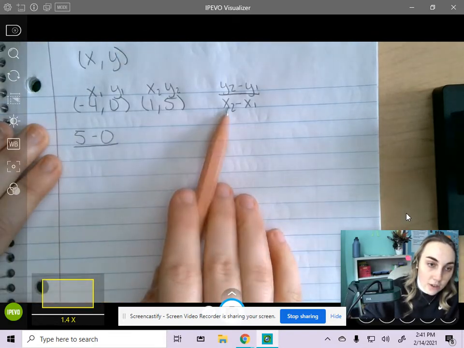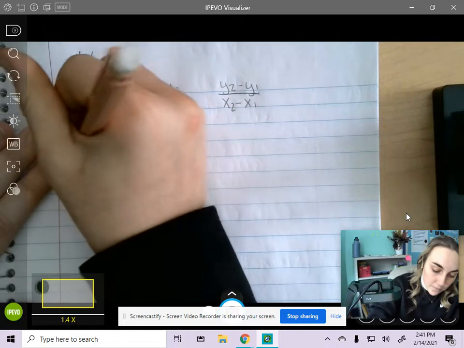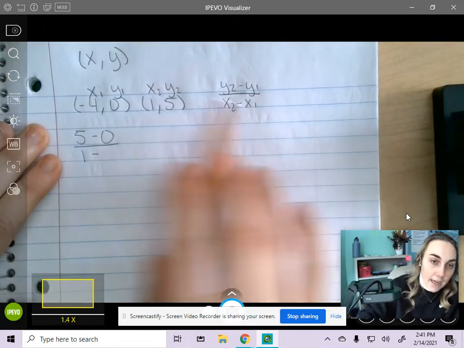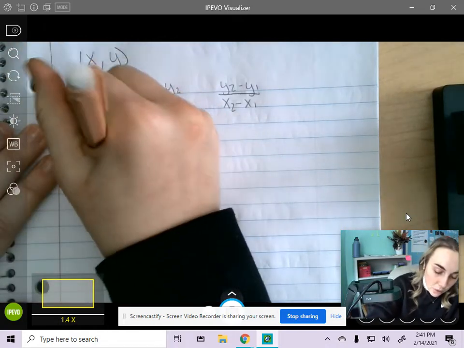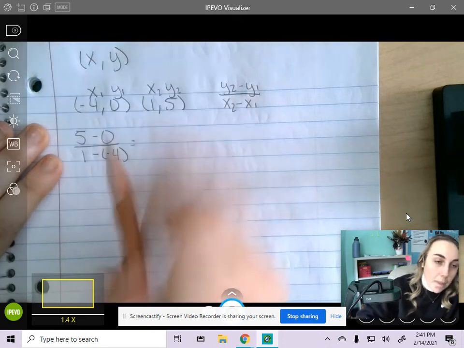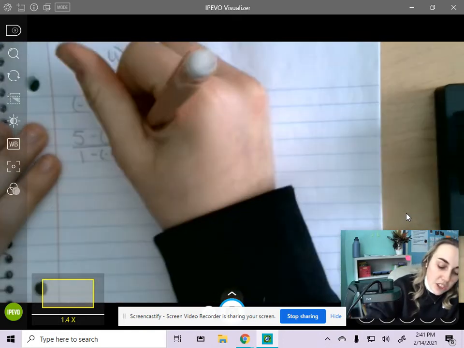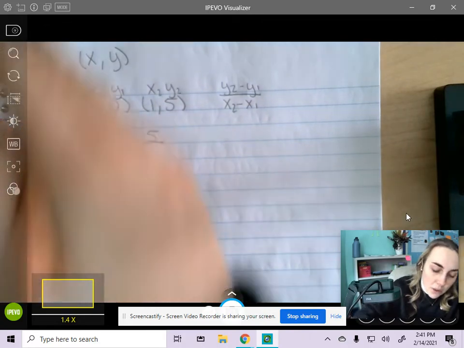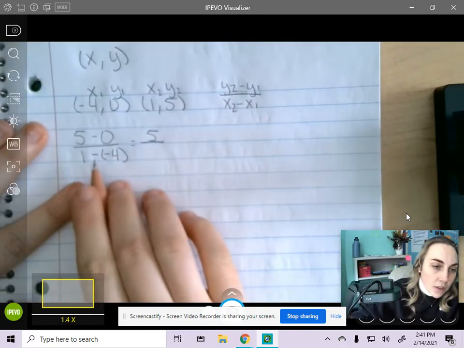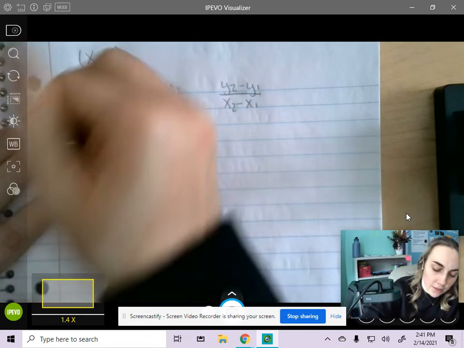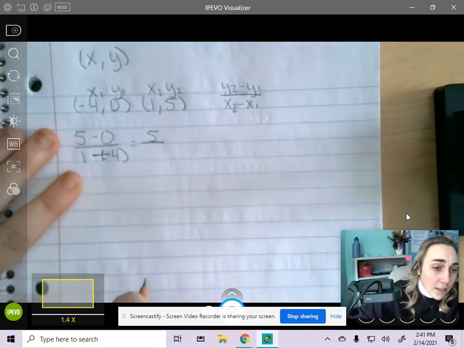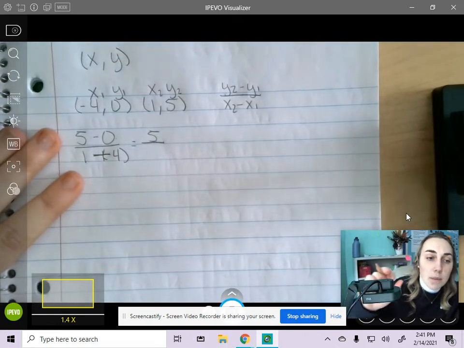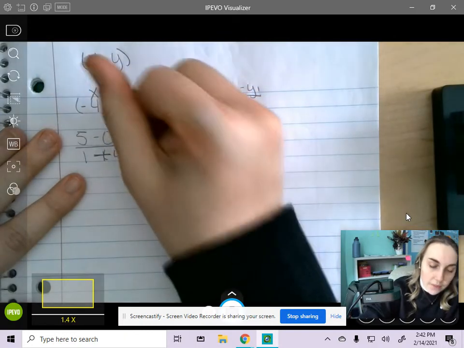Then I need x2, which is 1. And I'm going to subtract that by x1, which is -4. All right, 5 minus 0, it's just 5. 1 minus -4, guys, when you're minus a negative number, 2 negatives always equals a positive, so that's going to be the same as saying 1 plus 4, okay? So 1 plus 4 is also going to give us 5.